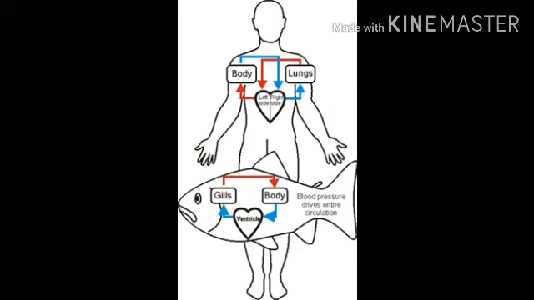But when you look at the fish, with the blue arrow, in one circulation blood enters the heart of the fish only one time. That means in fish only a single blood circulatory system is present. So you can understand the difference between the double blood circulatory system and the single blood circulatory system.